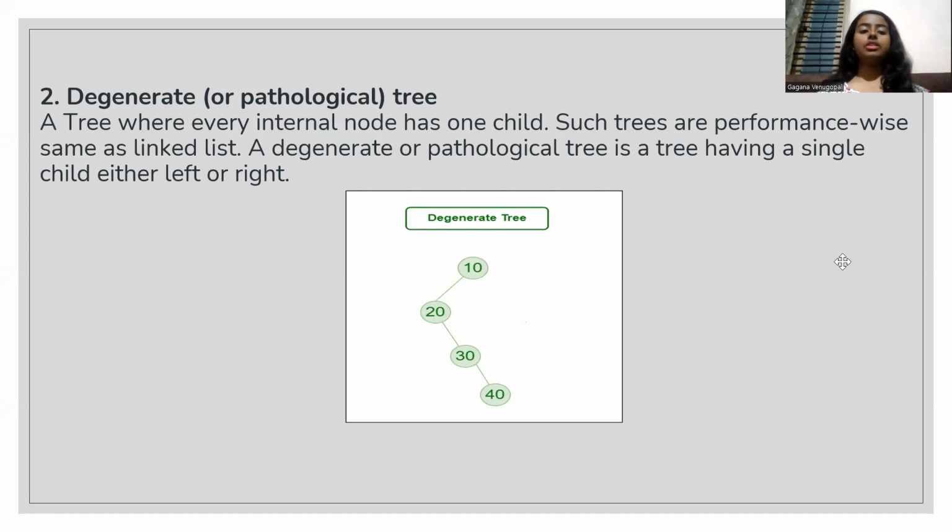Second one is the degenerate tree. A tree where each internal node has one child. Such a tree is performance-wise the same as a linked list. A degenerate or pathological tree is a tree having a single child, either left or right.